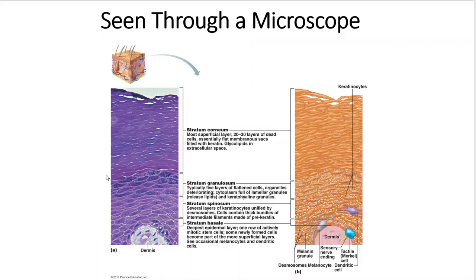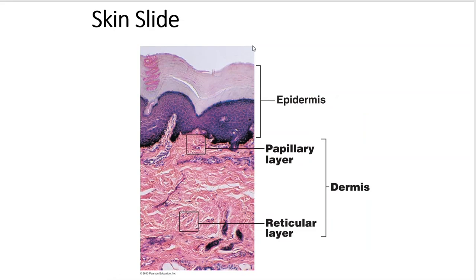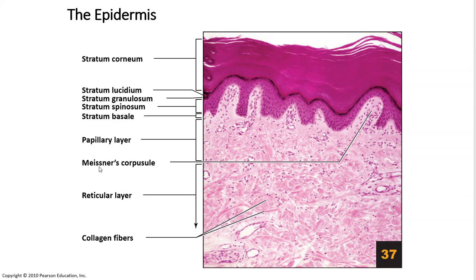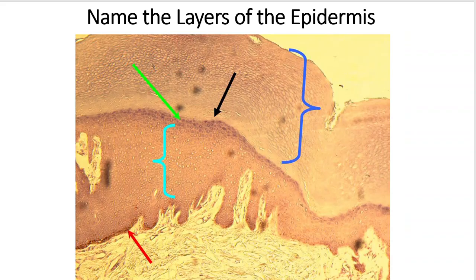You guys can look at these. This is a photomicrograph through a microscope, and of course this is an illustration. But use this to help you to learn these layers. Here's a skin slide, and you can see the papillary layer, reticular layer. You can see the epidermis and all the keratinocytes, the stratum corneum. Stratified squamous epithelium, the apical cells, the ones that are approaching the free edge, the basal cells down here, the cell nuclei, and then of course the connective tissue that it connects to. This is super excellent. It's even got pictures of Meissner's. So again, guys, just look at this according to your desire. This is good for naming the layers of the epidermis.